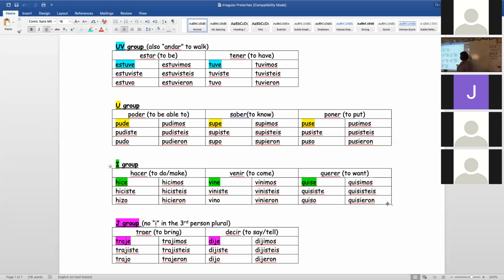You'll notice these all have ieron, they have I's, and down here they don't. But again, let's just focus on the yo forms. Then we'll get the pattern, then suddenly we'll have all these verbs, all right? So that's what we're working on. That's what I want you to be thinking about.